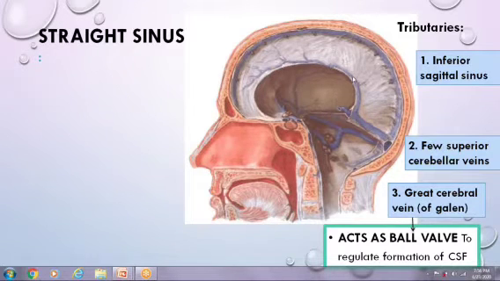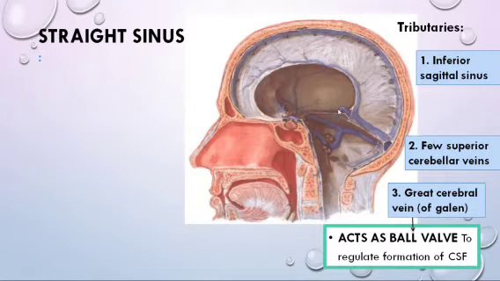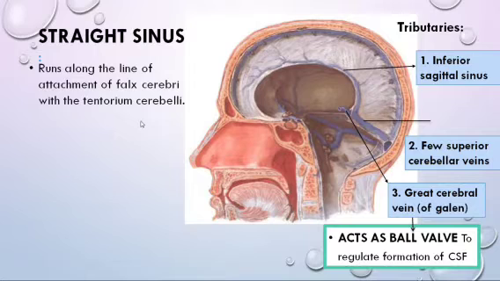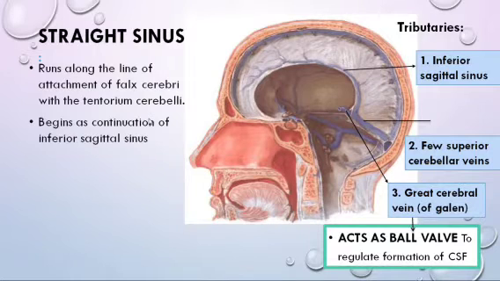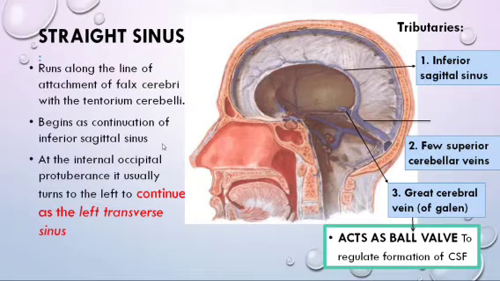By the union of the inferior sagittal sinus and the great cerebral vein. It lies at the junction of the falx cerebri and the tentorium cerebelli. This arrowed mark is the inferior sagittal sinus, and here is the straight sinus. Now this is the great cerebral vein of Galen. It is present along the junction of the falx cerebri and tentorium cerebelli. It begins as a continuation of the inferior sagittal sinus.